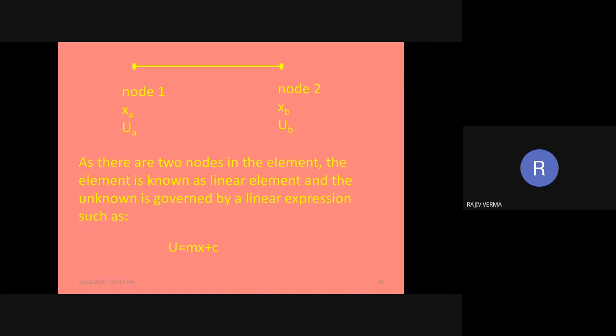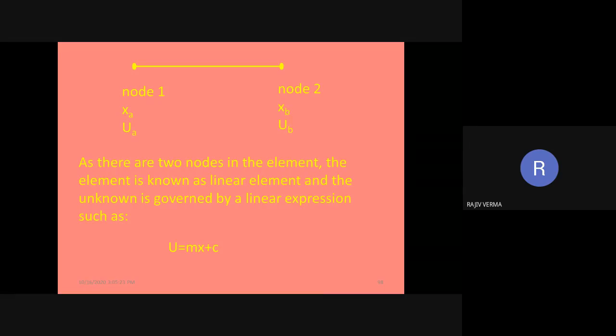because once there are 2 points on a graph and they are supposed to be connected together, obviously you will draw a straight line between them. And a straight line is basically a linear concept. So when there are only two nodes in an element, the element is called a linear element. The expression which relates the unknown parameter in the element itself is a linear expression given by mx plus c.